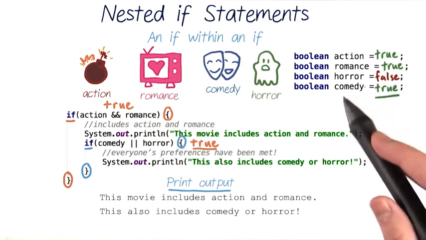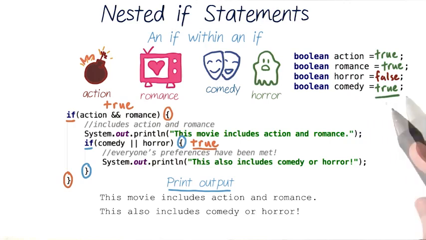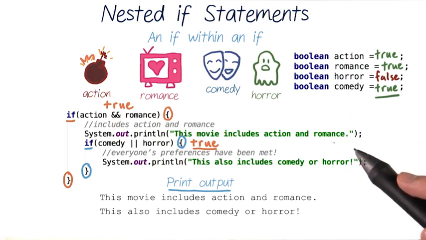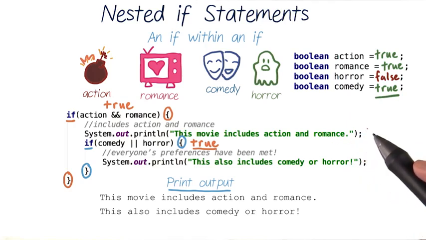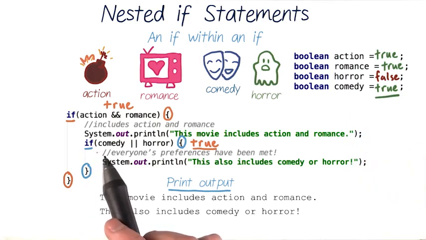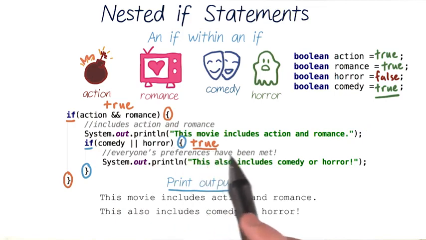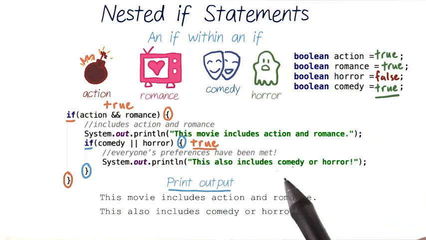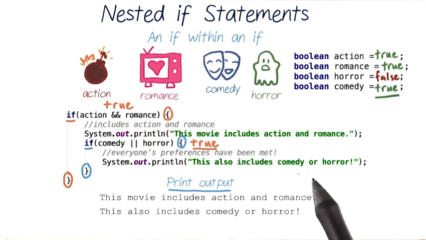Now let's change our comedy variable so that it's true. This time, we'll still enter our first outer if and print out this movie includes action and romance. Then our inner if checks if either comedy or horror is true. This time, comedy is true, so we'll enter our inner if and also print out this also includes comedy or horror. And our print output will be those 2 lines of text.